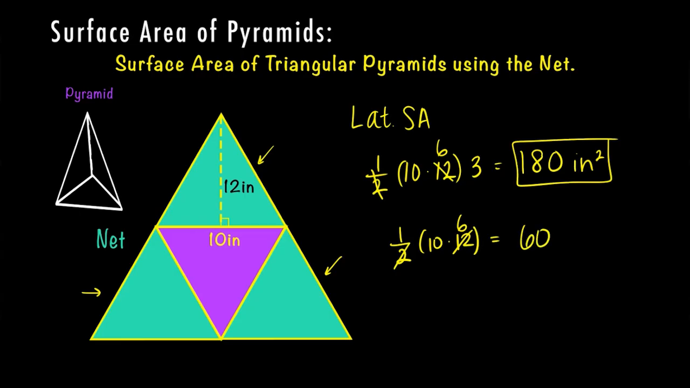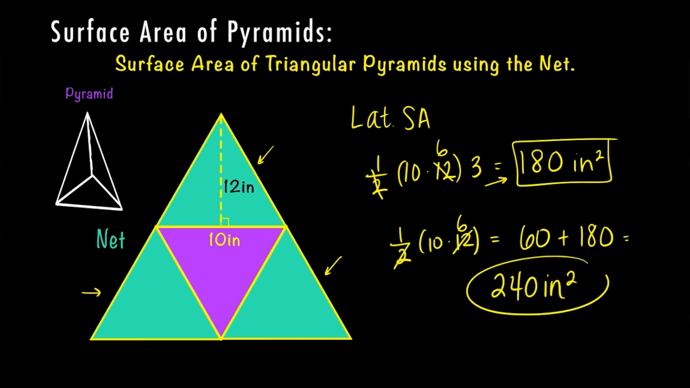Another way you could do this is just find the area of one triangle, since we know they're all the same, times it by 3 to get my lateral surface area, and then times that by 4 to get my total surface area. So I need to now add on the 180. So now the total surface area is going to equal 240 inches squared.